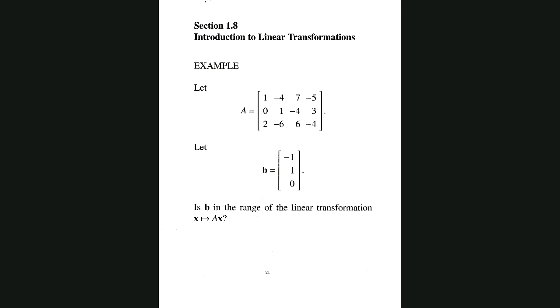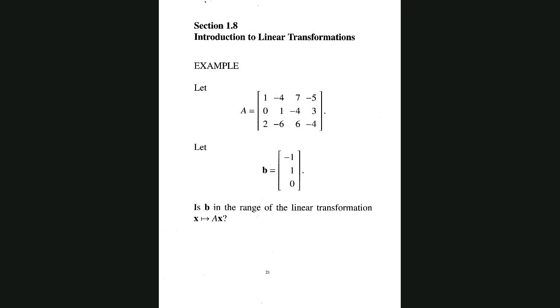If B is in the range of this linear transformation, where the vector x is being mapped to A times x, that means that B would have to be in the span of the column vectors of A. B would be in the span of the column vectors of A if B is in the range of this linear transformation. Okay, is Mikkel comfortable with that?